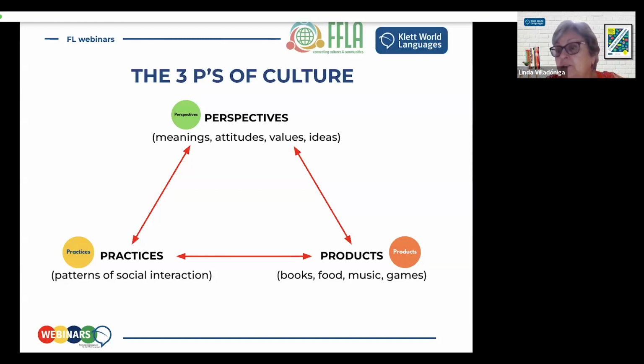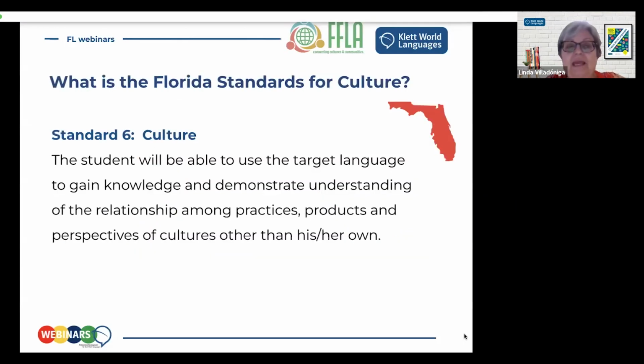Practices can also be tangible depending on what the practice is. The perspectives are the hardest to teach and for the students to learn. And we're going to talk about each one individually here in a second. Next slide. Okay. So the Florida Standard for Culture is standard number 6 for us, and it is for ACTFL as well. It says that the student will be able to use the target language to gain knowledge and demonstrate understanding of the relationship among the practices, the products, and the perspectives of cultures other than his or her own.